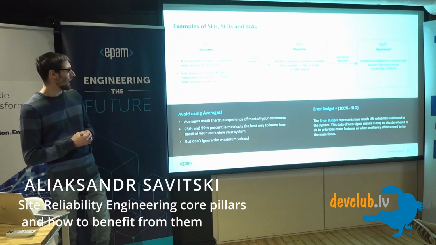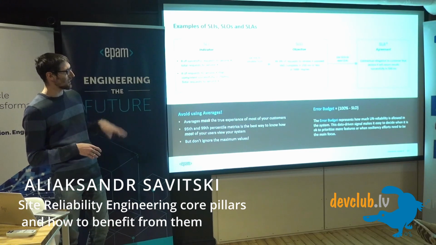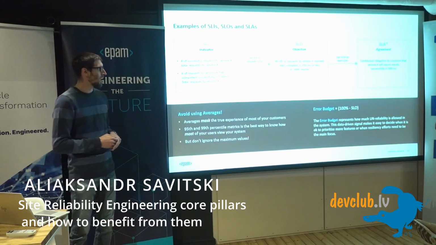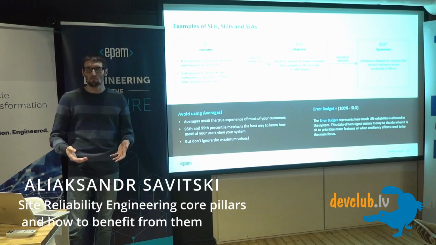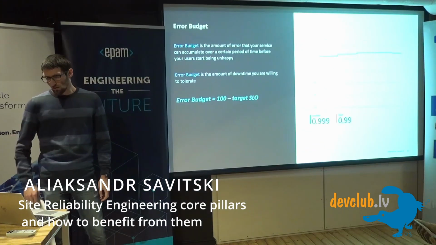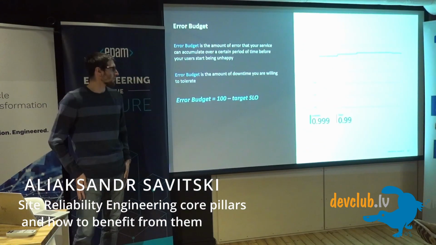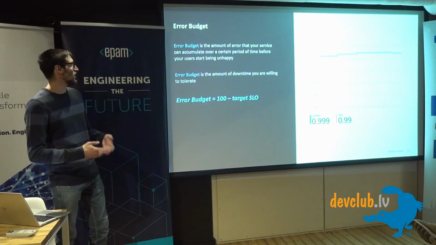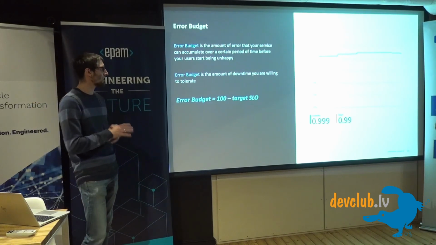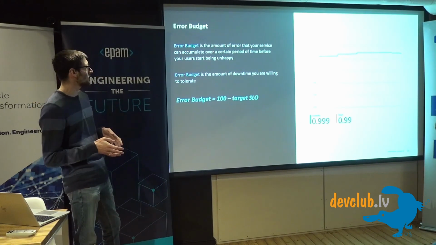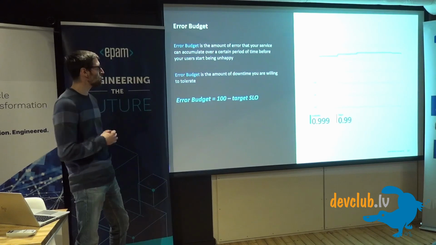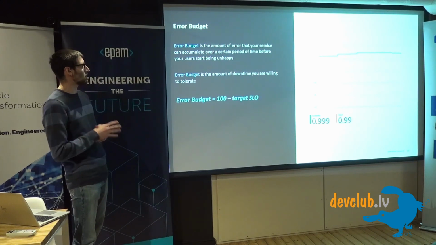So also an additional possible way. And if we set our SLI and SLO, it also provides an additional platform for configuring an error budget. So error budget is actually the amount of errors that your service can accumulate over some period of time before your users start being unhappy.